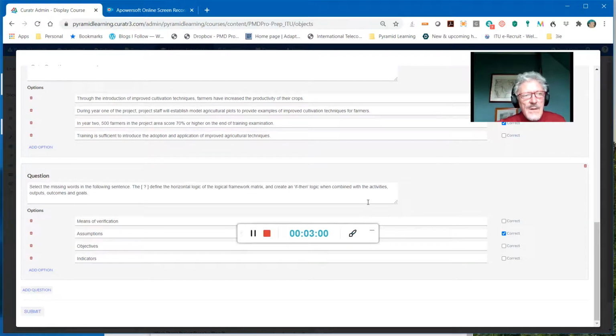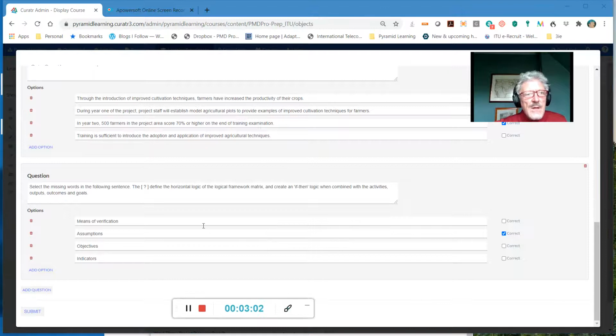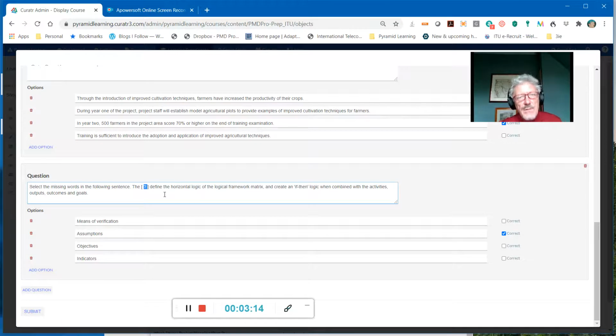And then finally, I'll just move this out of the way. Select the missing words. Again, need to read carefully. The something define the horizontal logic of the logical framework matrix and create an if-then logic combined with the activities, outputs, outcomes, and goal. So we look at this, and again, the means of verification is simply, well, where you get information from. The indicators is how you know something has happened or not. So again, it's easy to rule those out. And that leaves us on to C and B.